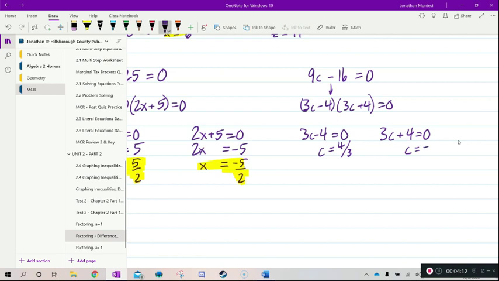So that's negative 4/3. And that's all there is to difference of squares.